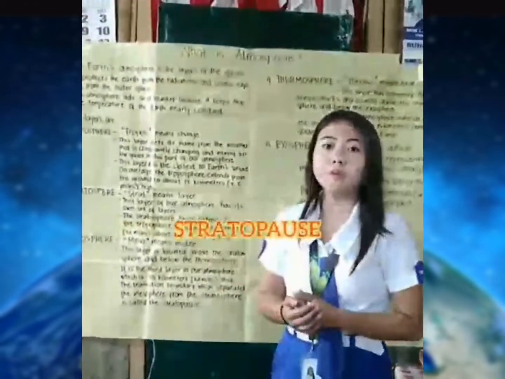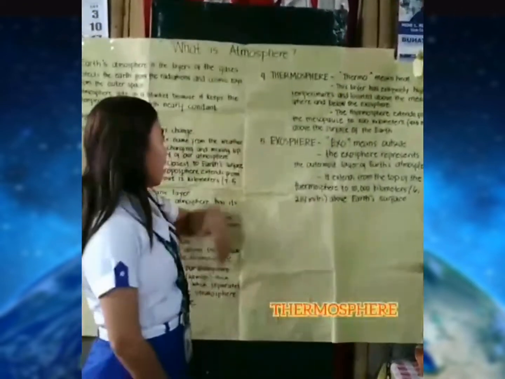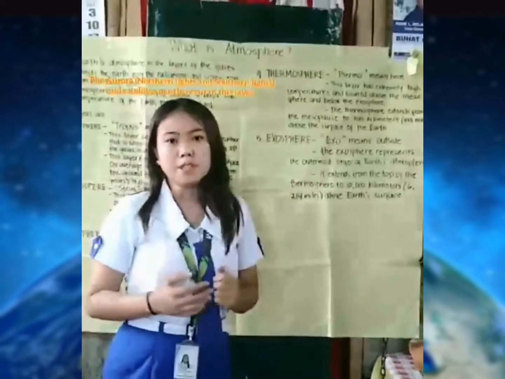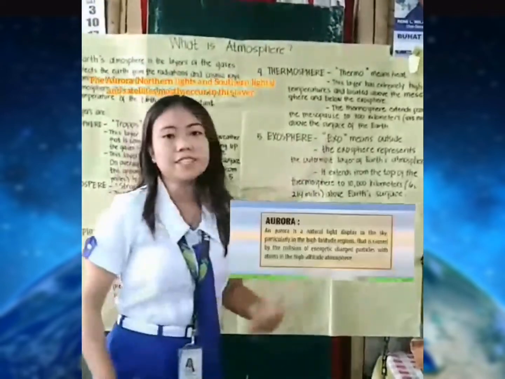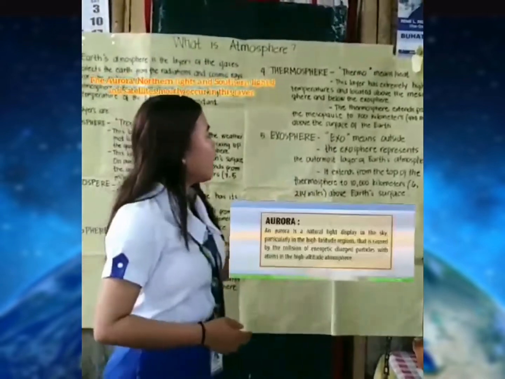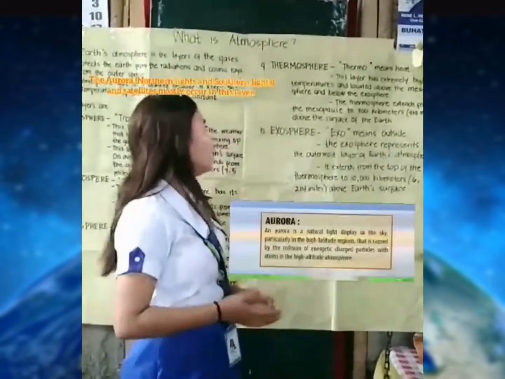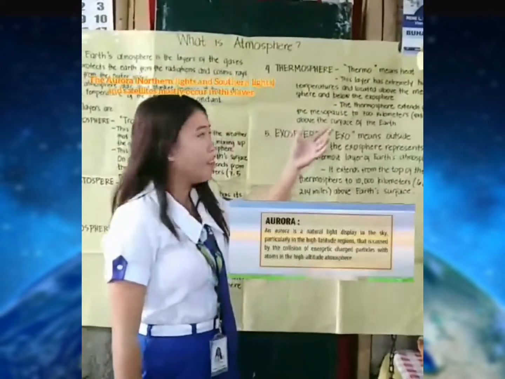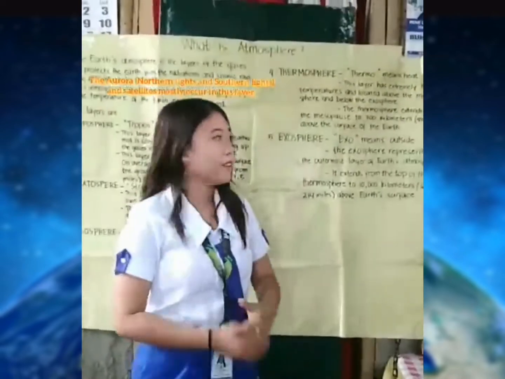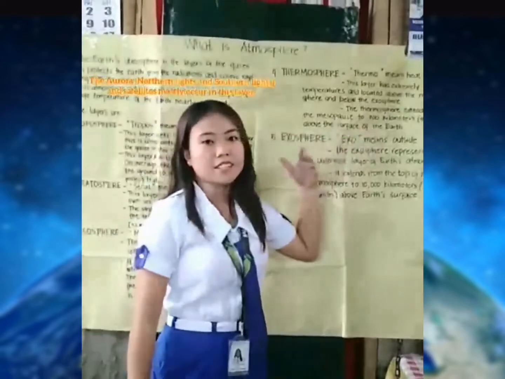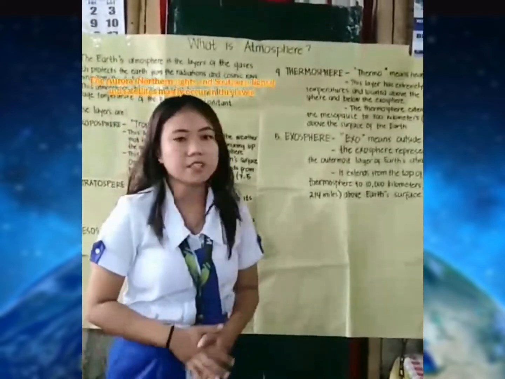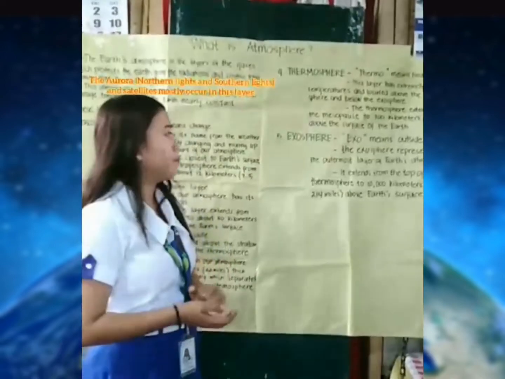Our fourth layer is thermosphere. So what is thermosphere? Thermo means heat. This layer has extremely high temperatures and is located above the mesosphere and below the exosphere. The thermosphere extends from the mesopause to 700 kilometers or 345 miles above the surface of the Earth.